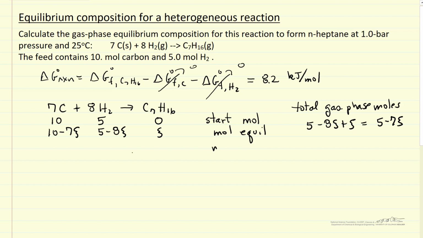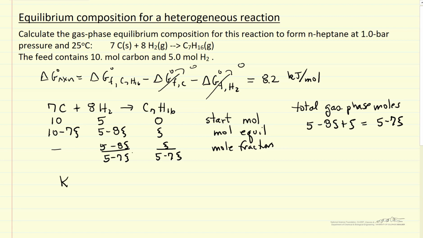So now what we want to calculate is the mole fractions in the gas phase. So of course carbon we don't calculate. This is 5 minus 8 times the extent over the total number of moles, and likewise here. So now we're set up to substitute into the equilibrium expression.